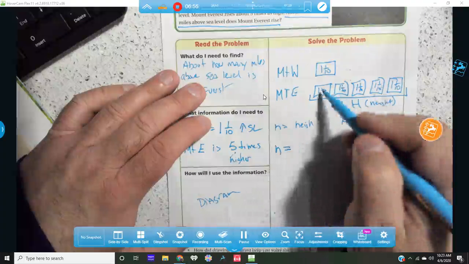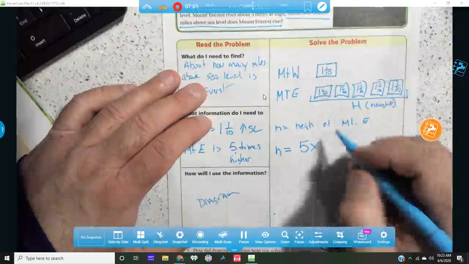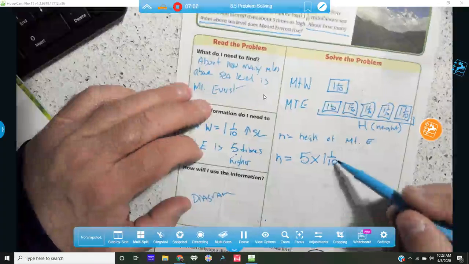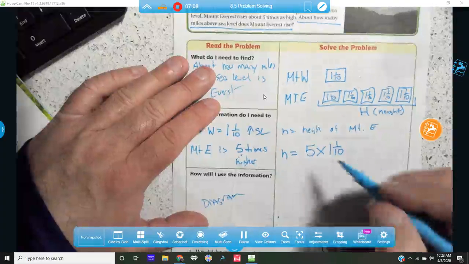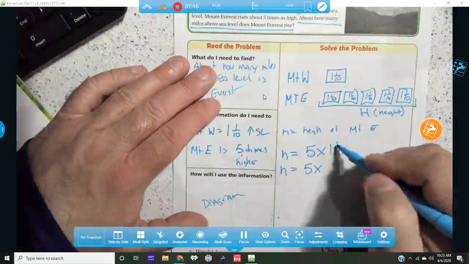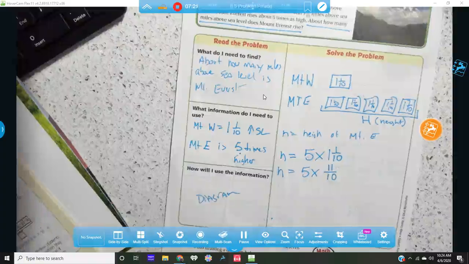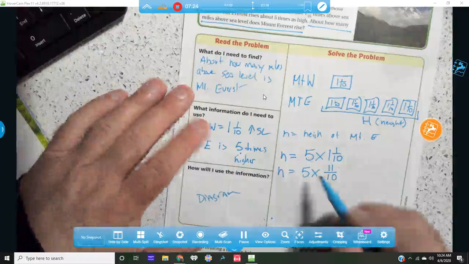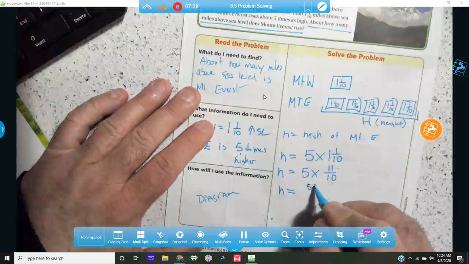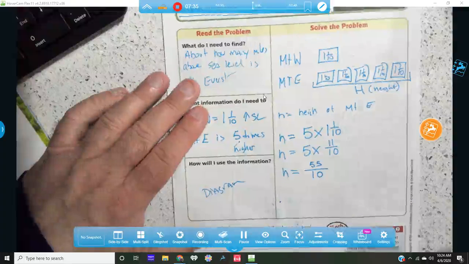H equals 5 times 1 1/10. The first thing we're going to do is turn our mixed number into a fraction. So H equals 5 times, 10 times 1 is 10, plus 1 is 11/10. Now we can do our multiplication problem. H equals 5 times 11 is 55, and our bottom stays the same. Now we need to write it as a mixed number.